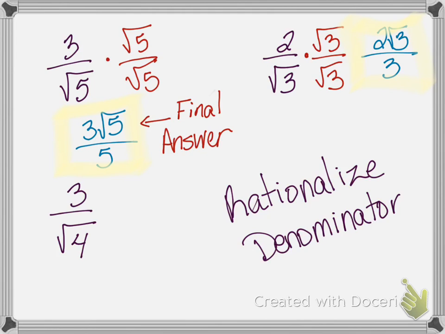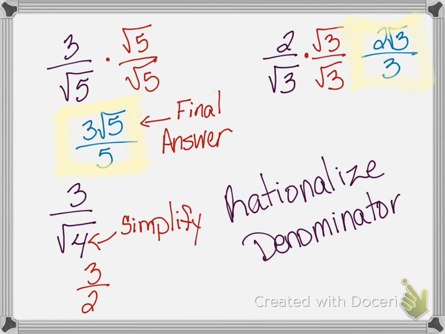Now, this last one that I have down here is 3 over the square root of 4. You do not need to rationalize this denominator. What you need to do is simplify this right here. Okay, the square root of 4 is a perfect square. So what you need to do here is take the square root of 4. The square root of 4 is 2. So our answer to this is just 3 over 2.